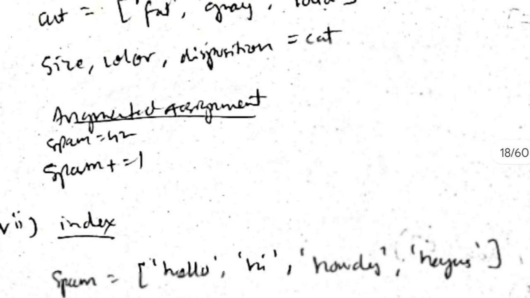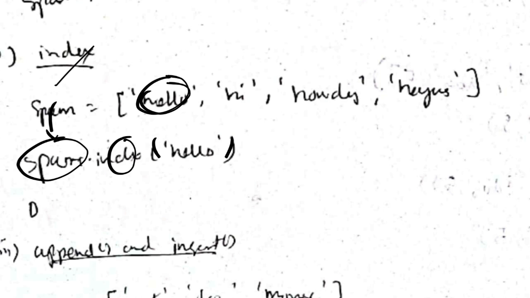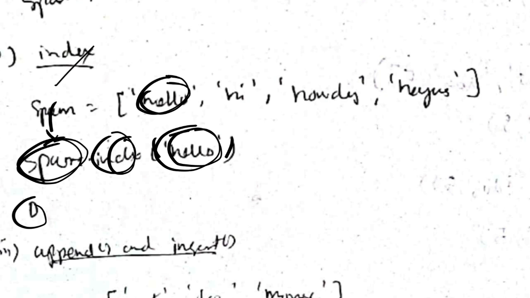Moving on, the next one is the index value. If you want to fetch the index value of some element here, say I know that there is an element hello in spam, but I don't know at what location it is present. What I will do is write the list name, spam, dot index, and inside that I pass the word for which I want the index. I can fetch it this way: spam dot index hello. That will return me the index value.